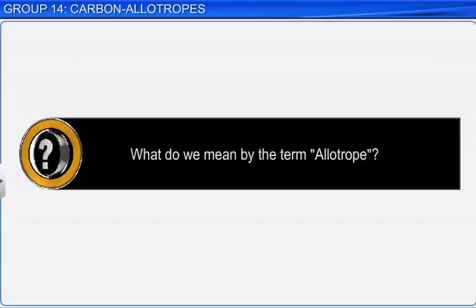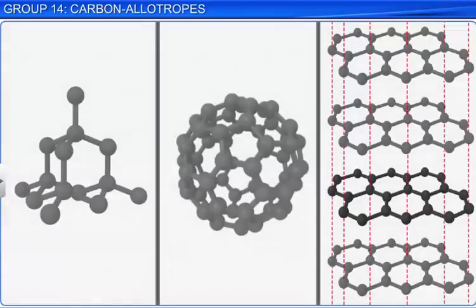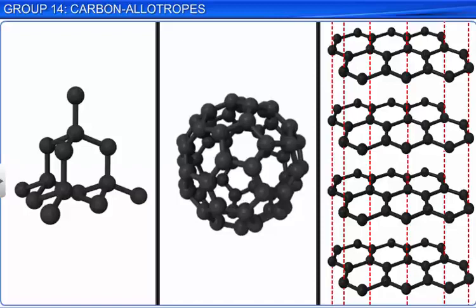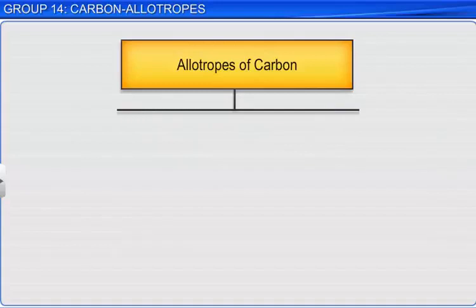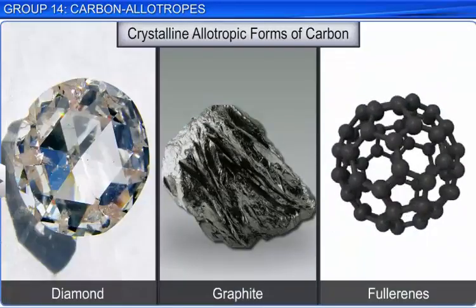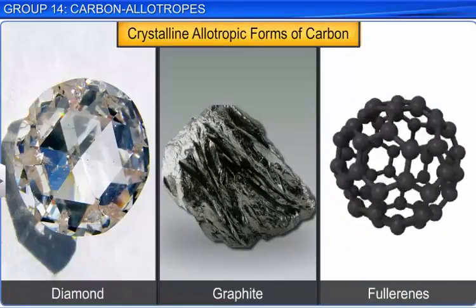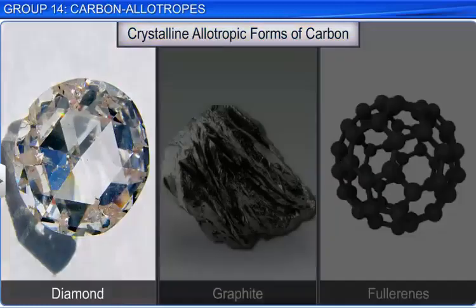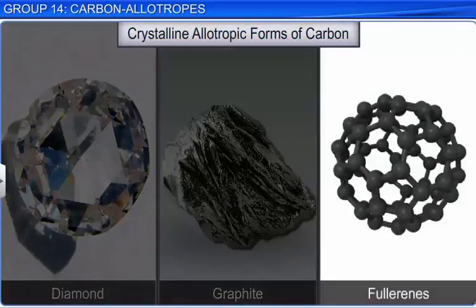What do we mean by the term allotrope? Allotropes are different forms of an element which have different physical properties but identical chemical properties. Different allotropes of the same element have different arrangements of the atoms. Carbon exists in both crystalline as well as the amorphous forms. There are three important crystalline allotropic forms of carbon: diamond, graphite, and fullerenes.